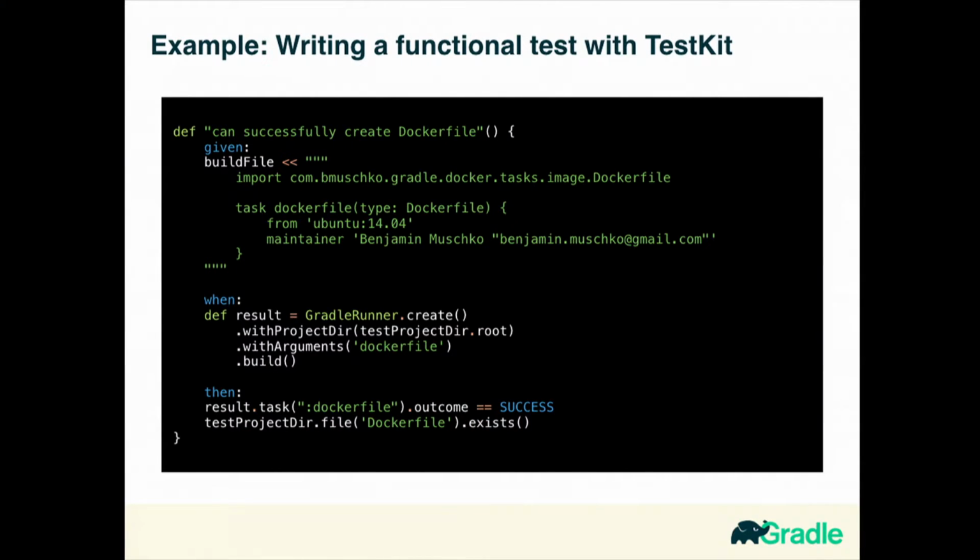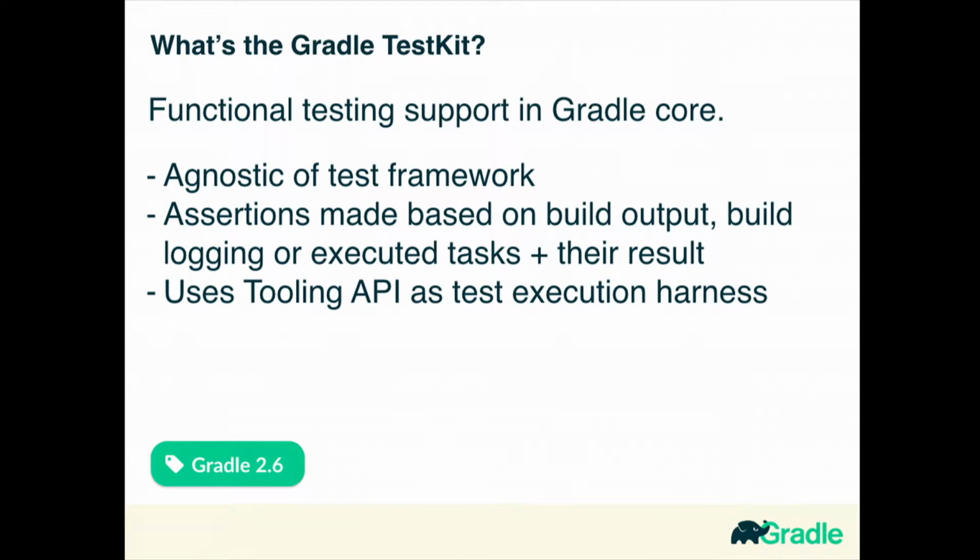On top of that, we can, of course, test whether whatever the task does internally actually is being produced. So in this case, we actually say, well, when I run this task, it should actually create the Dockerfile. I mean, that's the main purpose of my task here. So that's kind of like a first taste. What is Gradle TestKit in a nutshell?